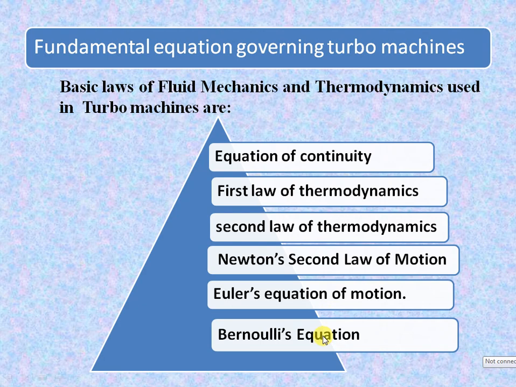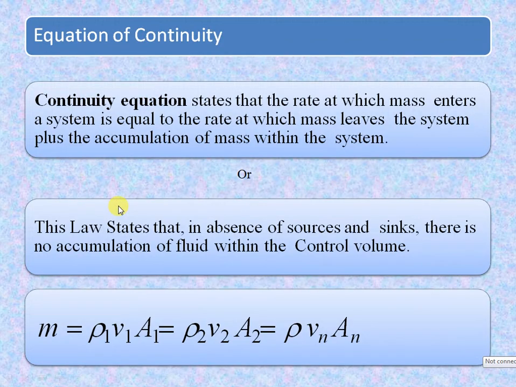These are the basic laws used in a turbo machine, and the whole turbo machine subject is based on Newton's second law of motion and Newton's third law of motion. So we will discuss them one by one. The first basic law is the equation of continuity. It is also known as the law of conservation of mass.